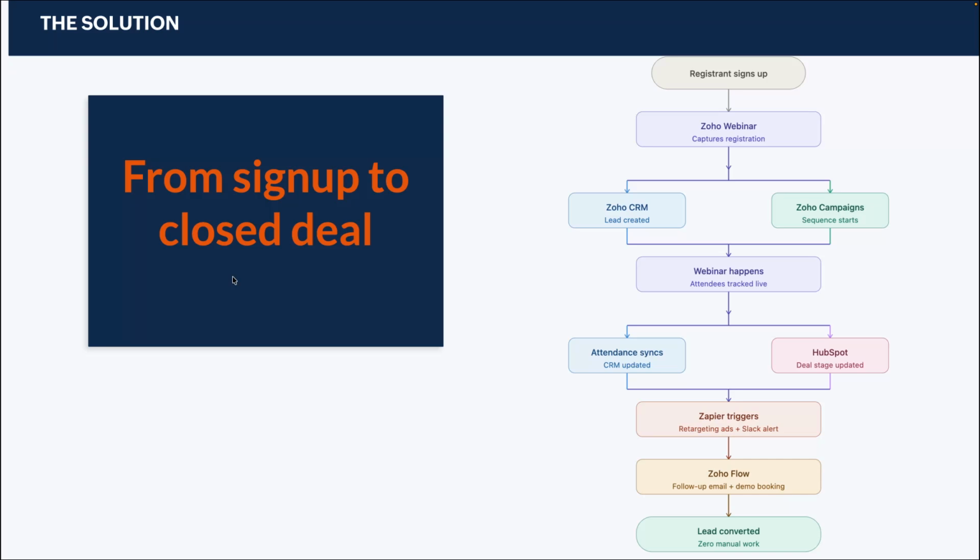Now, think of a webinar like an airport hub. People arrive from different channels, but if the connections are designed well, each person gets routed to the right destination without any chaos. So that's what an autopilot pipeline does.